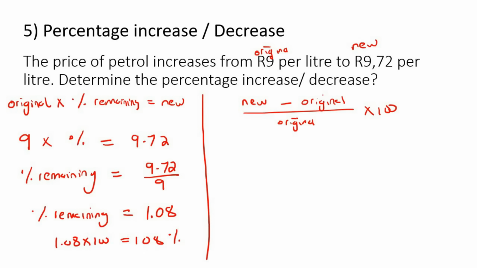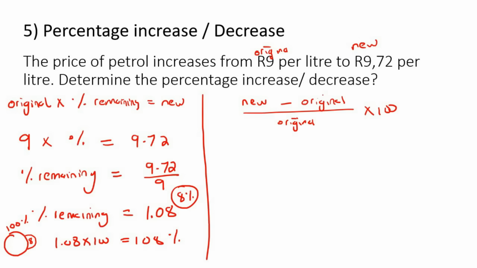Now remember, what I've always told you is that the original price is always 100%. Now they're telling us that the remaining percent is 108. So that means that they must have added on 8% to make it 108. So they must have done an 8% increase.